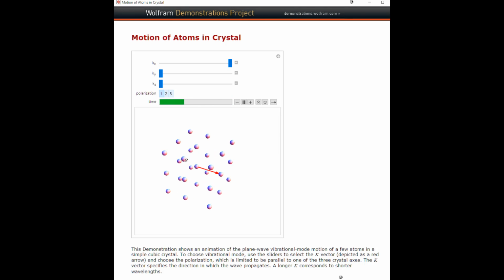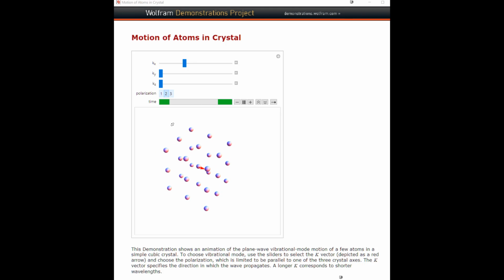And what I can do is I can also change the polarization. So the polarization is, if I do it this way, then the crystal is doing what's called an acoustical wave. If I go like this, it is called a transverse wave.